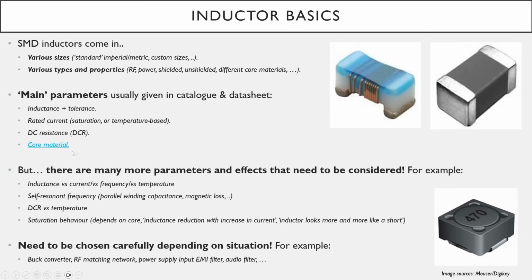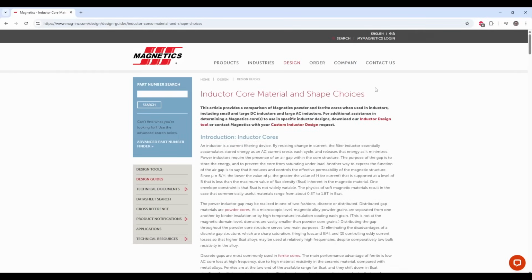There's also the type of core material that's used for an inductor. This could be a ferrite-based or powder-based core, and I'll leave a link to this Mag Inc. webpage in the description box below, which goes over the essentials of inductor core materials and shape choices. So this is a rather interesting read and summarizes the core material properties quite well.